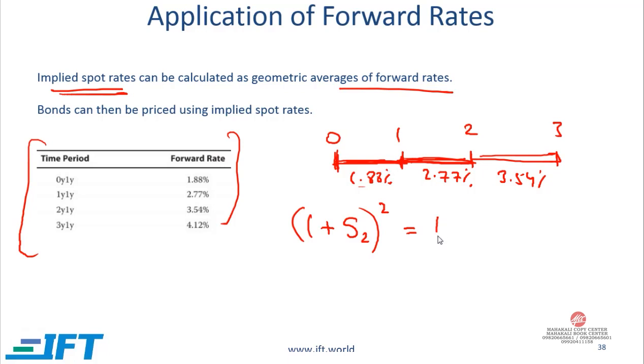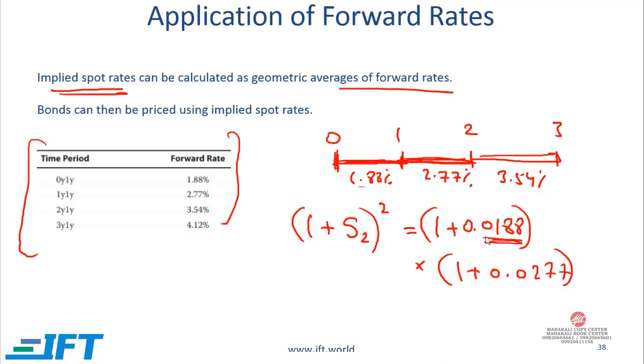This is equal to 1 plus 0.0188 multiplied by 1 plus 0.0277. Where is this 0.0188 coming from? That's just the decimal form of this. And this is the decimal form of 2.77. In other words, if you take $1, invest it for this period, and then that money is invested at 2.77, you get this much money. This should be the same as investing for 2 years at the 2-year spot rate.